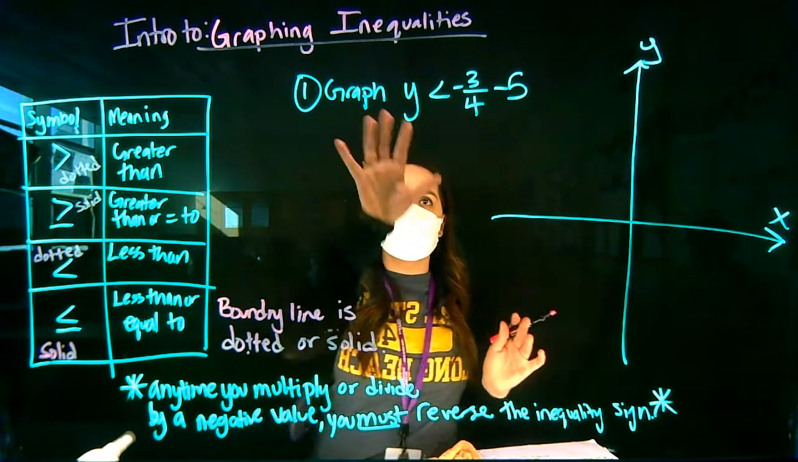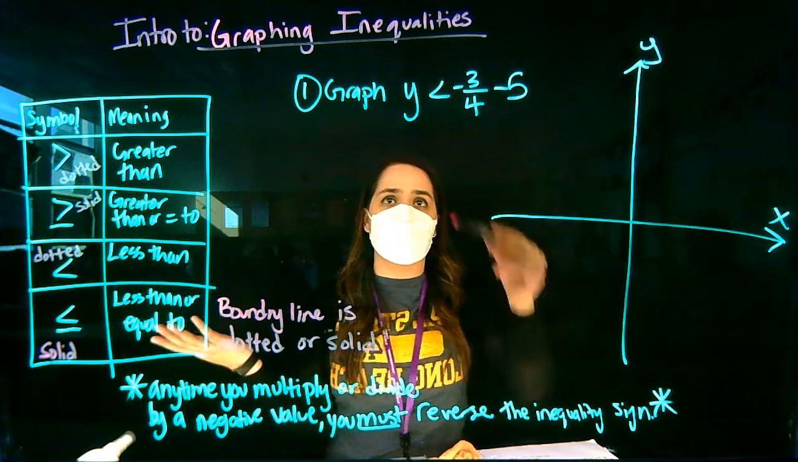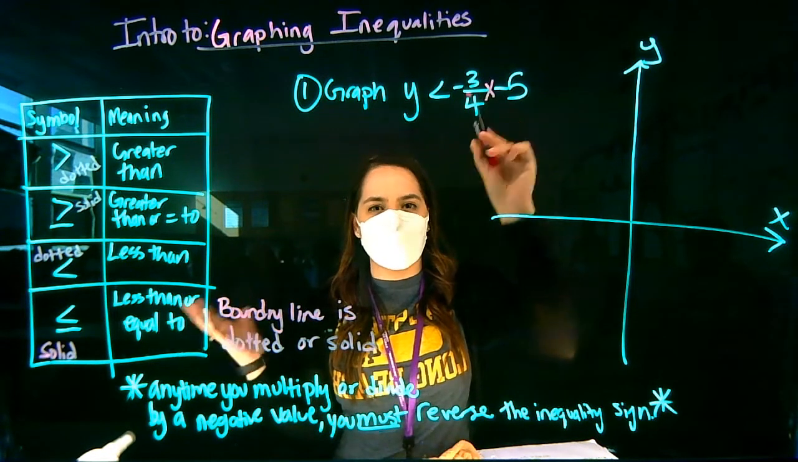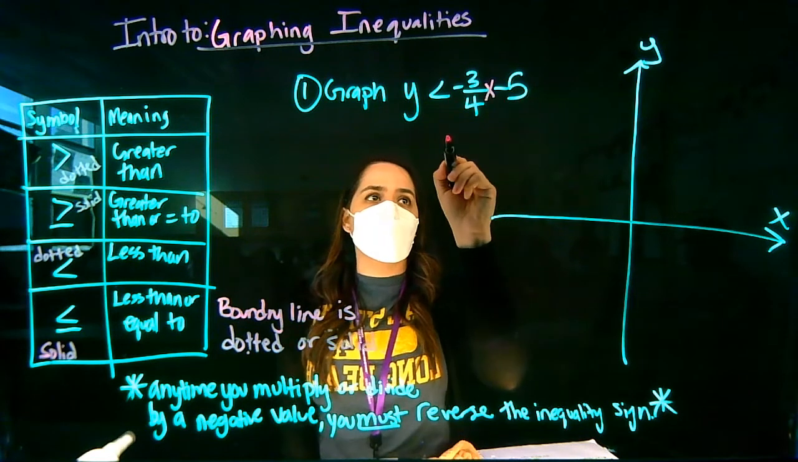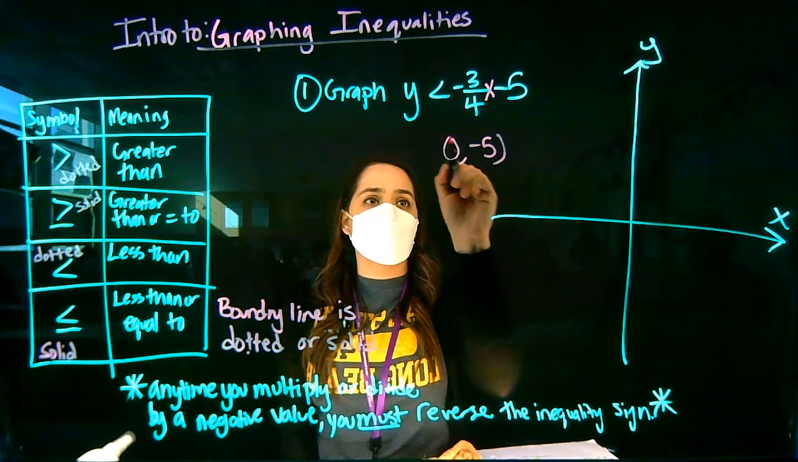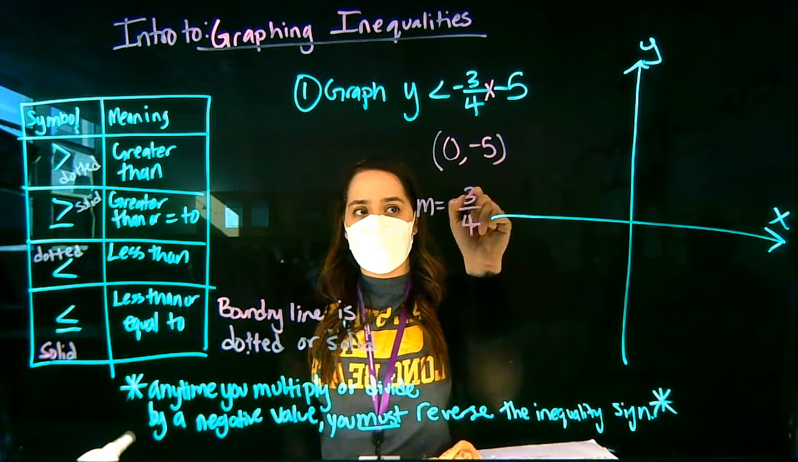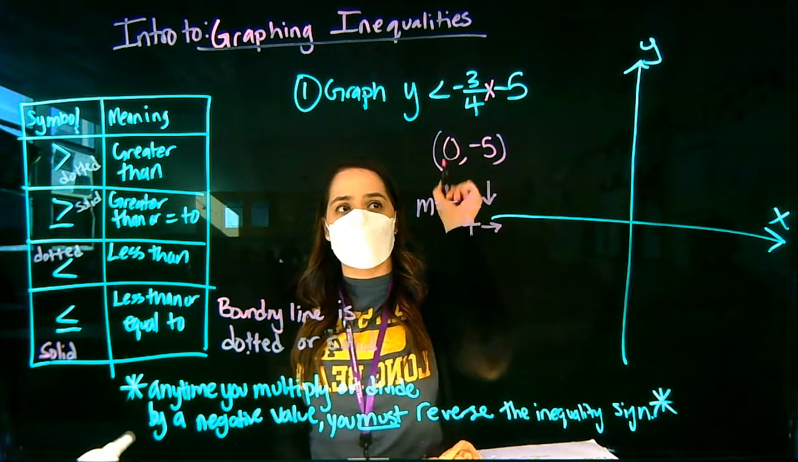Okay, so let's go ahead and just graph this. So we're going to graph this as if we were graphing an equation in y equals mx plus b, because I have y completely isolated, and I have my x is supposed to be here. I forgot to write the x. And then my y-intercept is right here. So my y-intercept is 0, -5, and my slope is -3/4. That means I'm going to go down 3, right 4, after I plot my y-intercept.